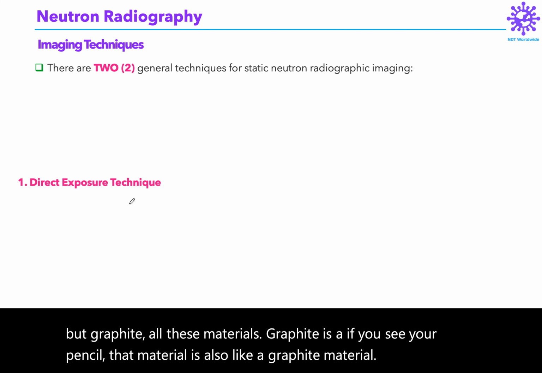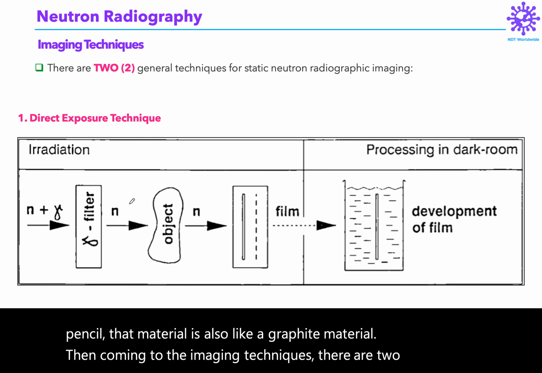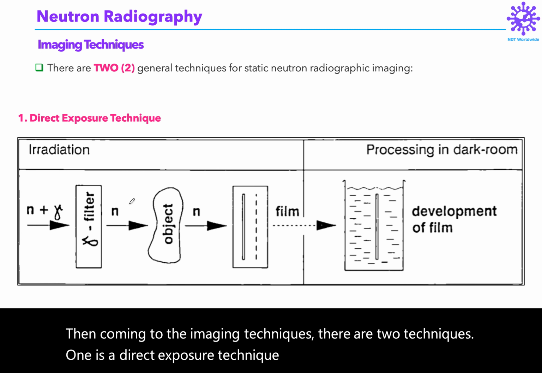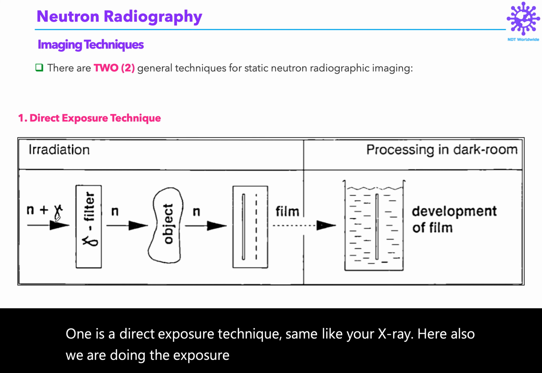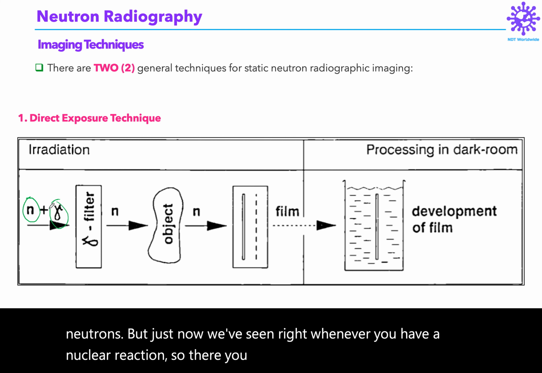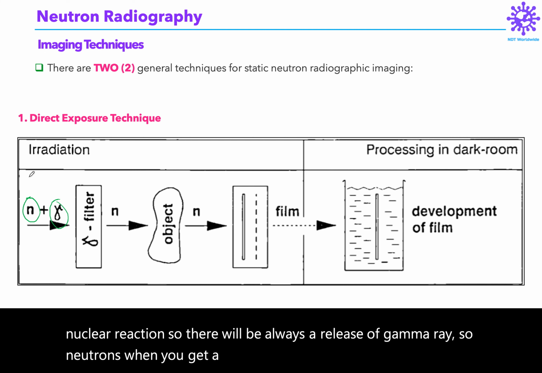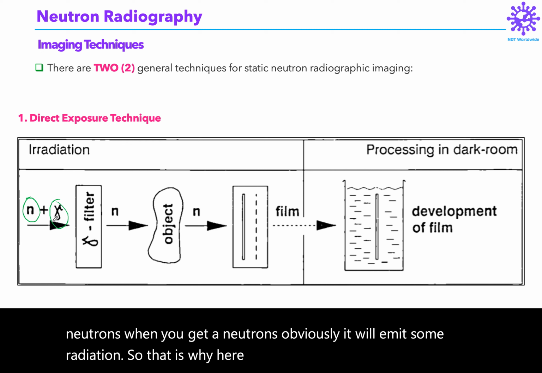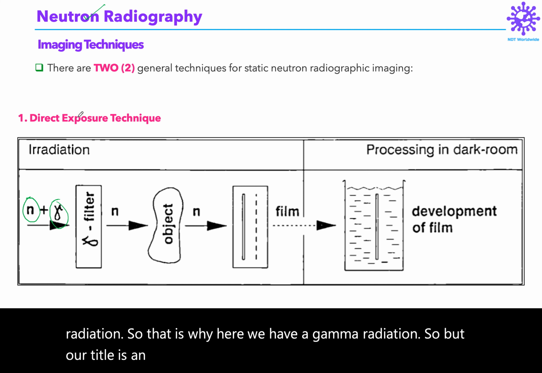Then coming to the imaging techniques, there are two techniques. One is the direct exposure technique, same as your X-ray. Here also we are doing the exposure with neutrons, the only difference is neutrons. But just now we saw, whenever you have a nuclear reaction, there will always be a release of gamma ray. So when you get neutrons, obviously it will emit some radiation. That is why here we have gamma radiation. But our title is neutron radiography, and I want only neutrons.